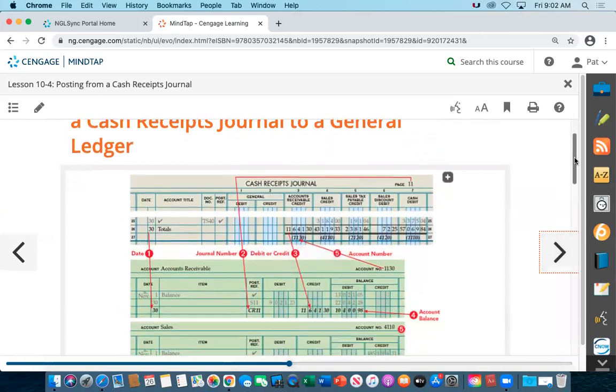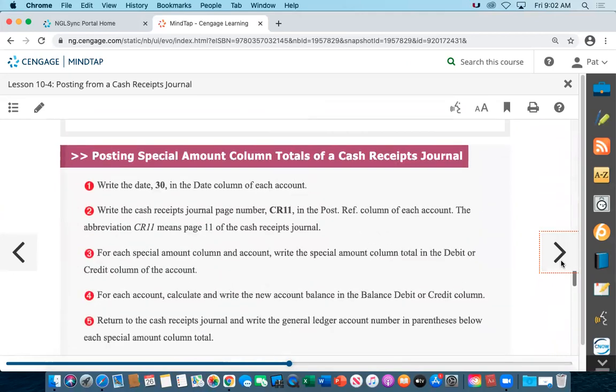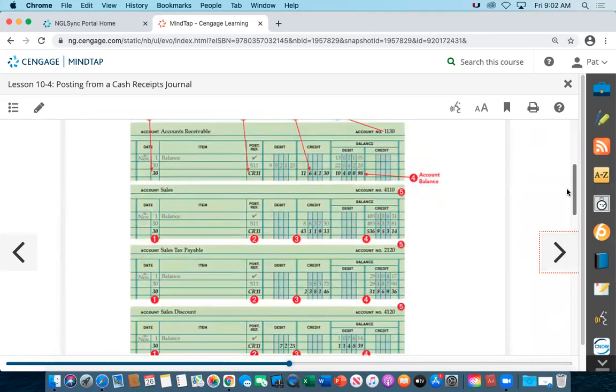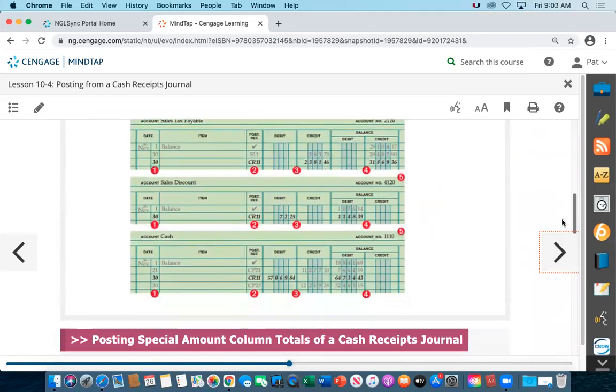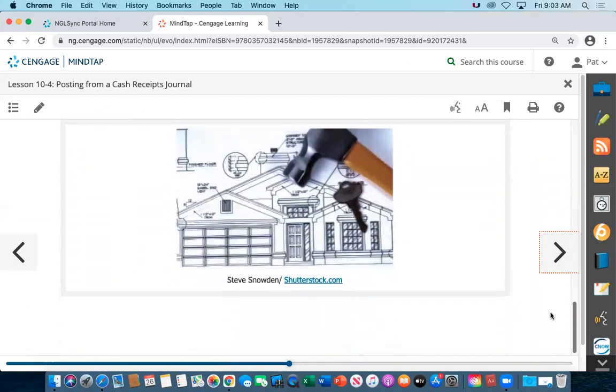And then there's just a bunch of pictures of posting. I'm not going to read through this necessarily, but it shows you how to post the totals for each one of these, and then to put the numbers at the bottom. They have the steps here, but that's all it is, just pictures showing you how to post. Date, page number, debit or credit, balance, account number.